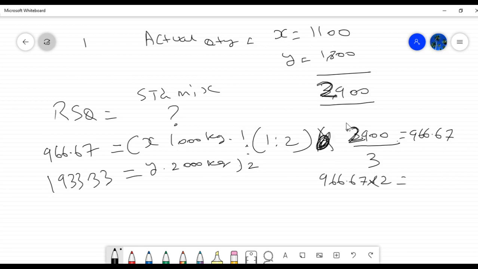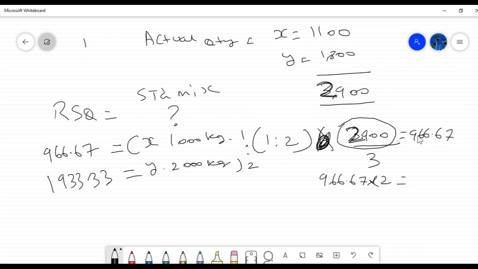So 2900 kg divided by 3. Why 3 actually? As I said, 1:2. That is the ratio. The existing standard ratio is 1:2. In this standard ratio, we have to revise it. We have to arrive at the revised standard mix for the actual material used. Actual material used how much? 2900. So 2900 divided by 3 equals 966.7.